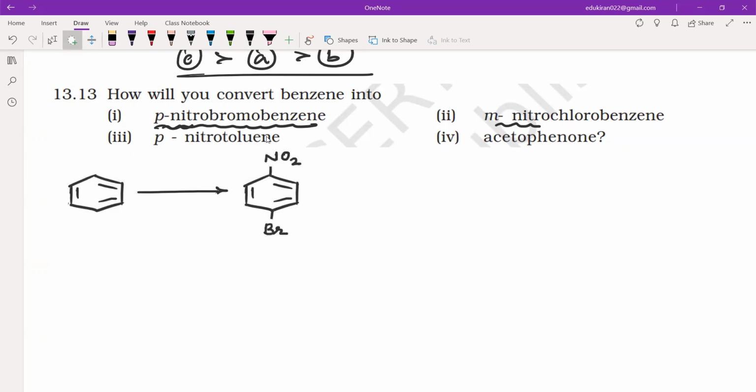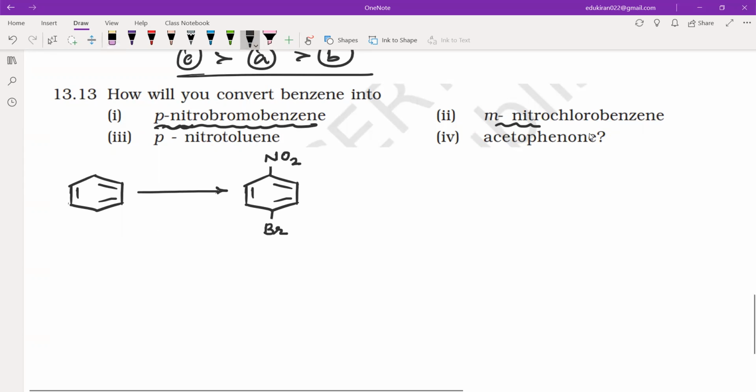Sir, only this much we have to do. Yes, yes, only this you have to do. You have to tell me what are the reagents. Oh, you thought this is all you have to do, Samaira? No no, this is not what to do. You have to tell here what are the reagents. You have to do some reactions and convert from benzene to p-nitrobromobenzene. You have to give the reagents.